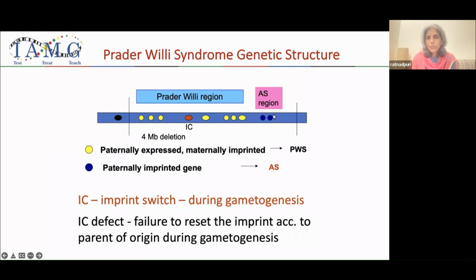The Angelman syndrome genes are the reverse. The genes that are inherited from the father are not functional, whereas the genes that are inherited from the mother are functional. And this entire thing is controlled by the imprinting center, because this imprinting center can make the imprint and erase the imprint. So if there is a problem in the imprinting center, all this can become abnormal.